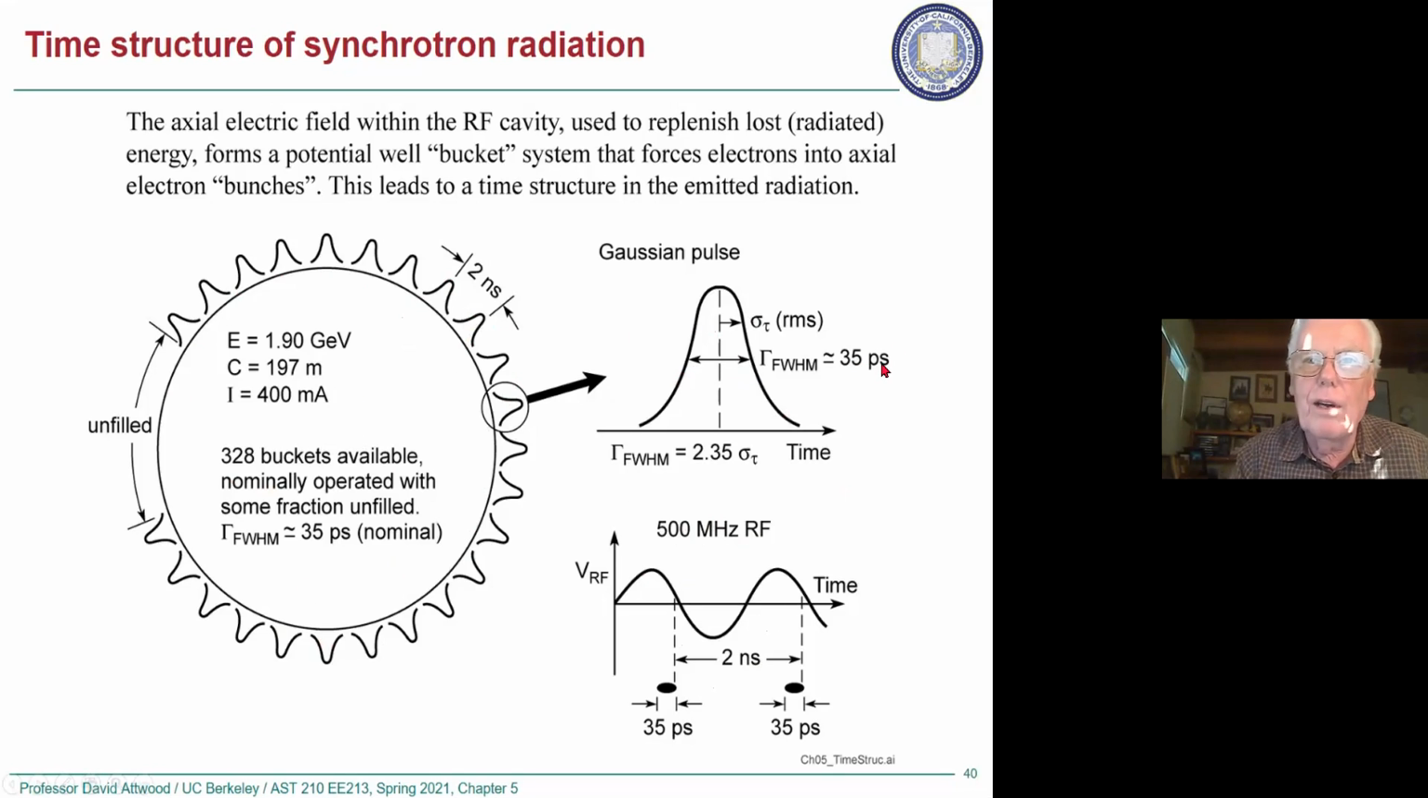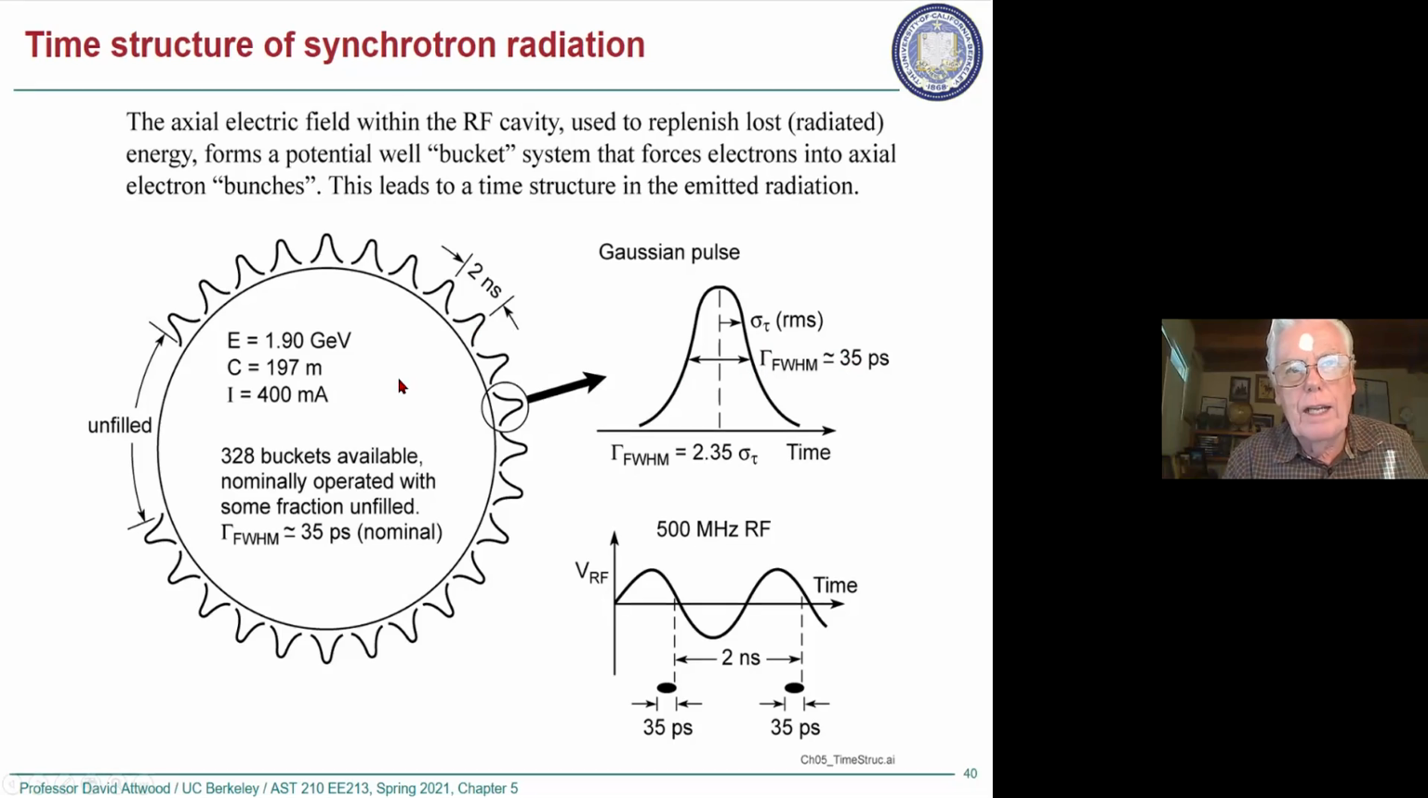It says here 35 picoseconds, but for instance, the ALS can operate at that value, but typically now they operate, I think, at 70 or even 100 picoseconds. And Argonne, the hard X-ray facility outside Chicago, also of order 100 picoseconds, okay?